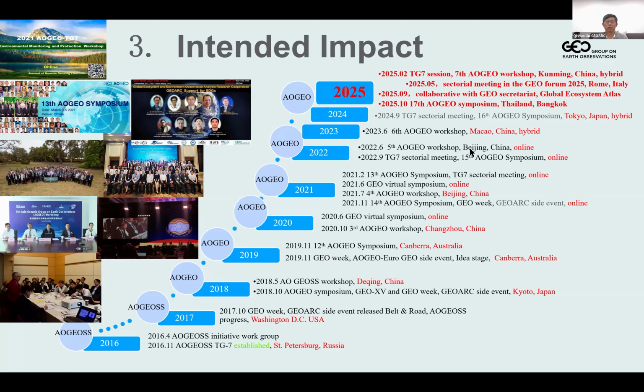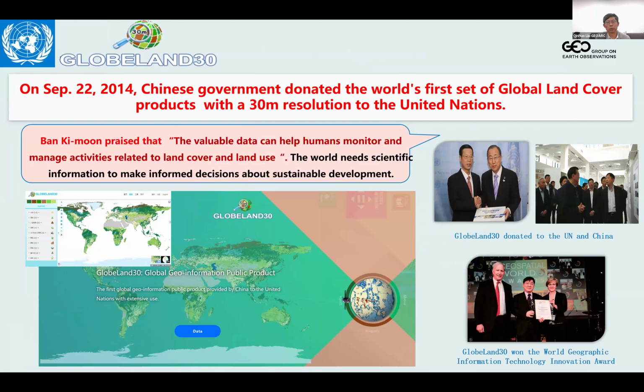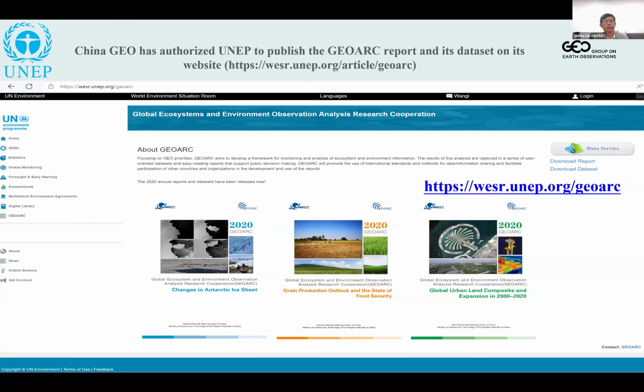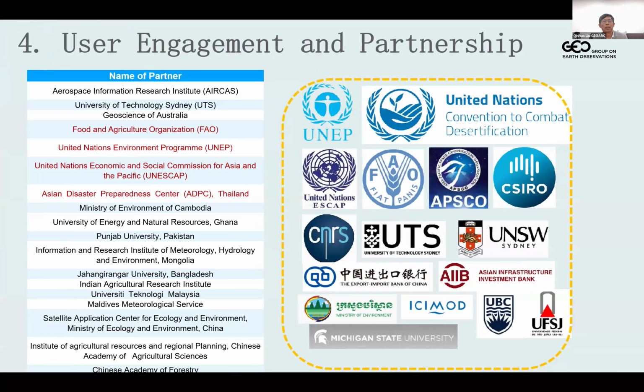So we have listed all these kinds of activity. And this data set can also be provided to the United Nations for more impact. And China GEO has also authorized the UNEP to publish the GeoArk report and the data set on its website. So we hope to have more cooperation with the UNEP or the FAO or some other international organization to support the different international conventions for climate change or sustainability.